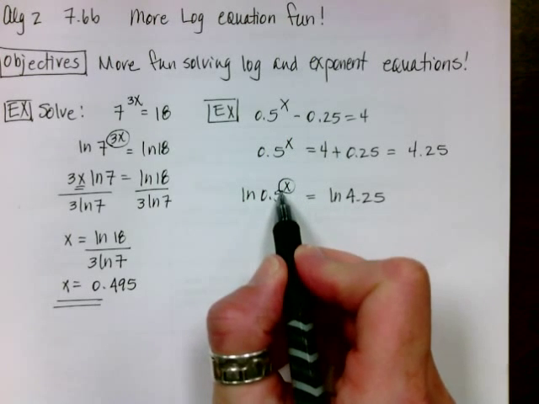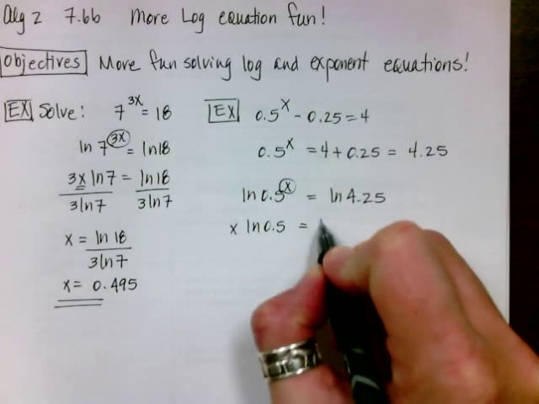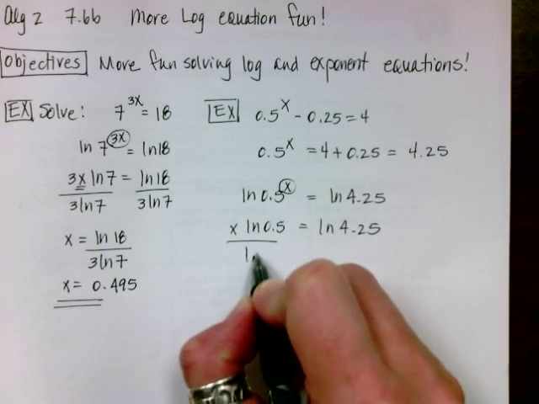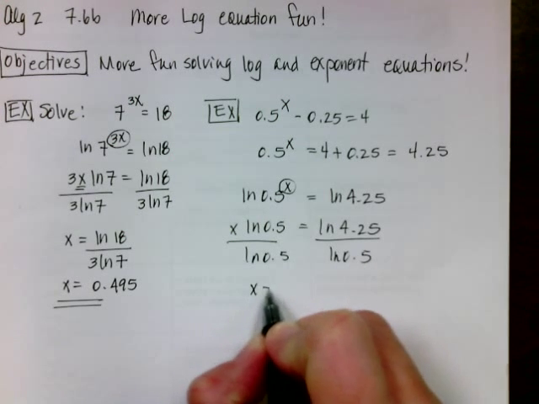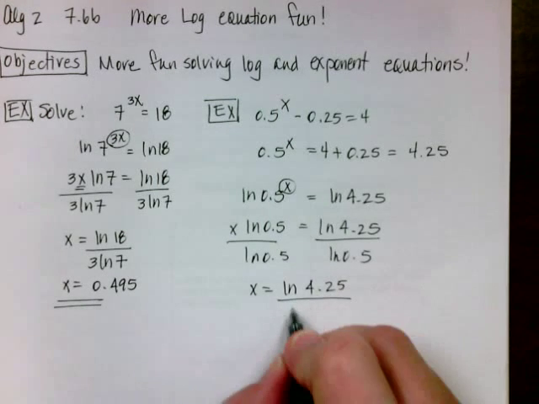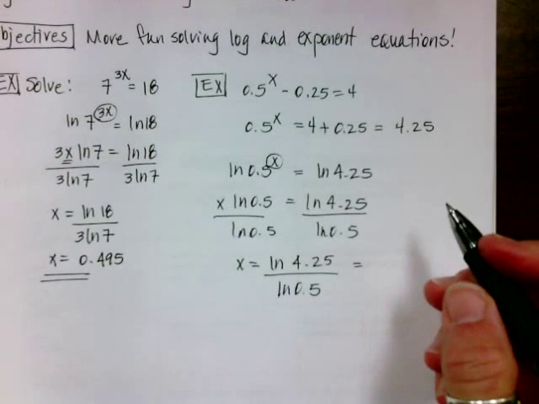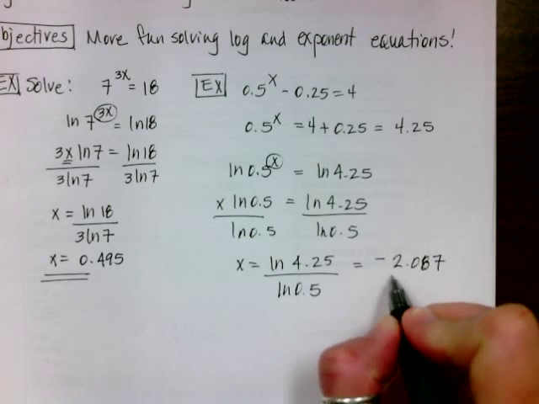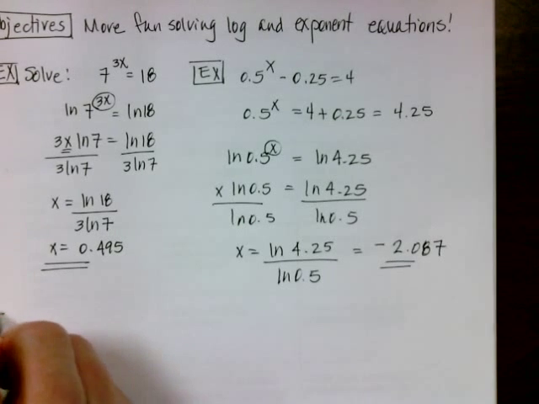Take that exponent out front, so I'm going to get x natural log 0.5 is the natural log of 4.25, and then I'm going to divide both sides by the natural log of 0.5, and so then I get that x is equal to the natural log 4.25 divided by the natural log of 0.5. I'm not going to show you that one in my grapher because it has less steps, and I'm going to get a negative 2.087. So there's my next solution. Cruising right along.